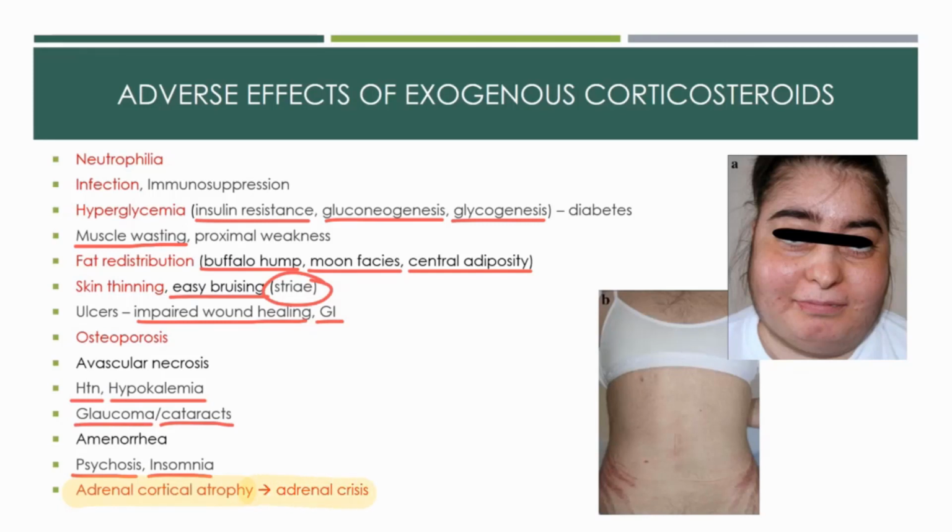This is super important to keep in mind when a patient chronically on steroids is undergoing surgery. They are not making enough cortisol to deal with that extra stress, so you must give them stress dose steroids and bump it up a bit.